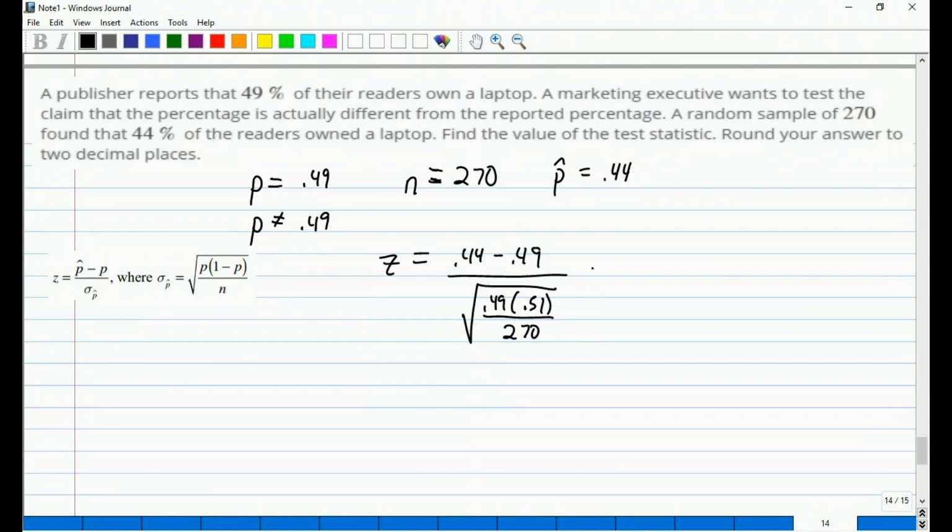All right, and so for the bottom part, this isn't the whole thing, but for the bottom part, I got 0.034229945. For the top part, I can probably do that in my head, negative 0.05. So I'm going to say negative 0.05 divided by 0.034229945. And remember, this is a z-score, right? So even though it's a test statistic, it's still a z-score.